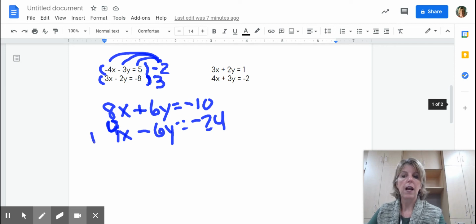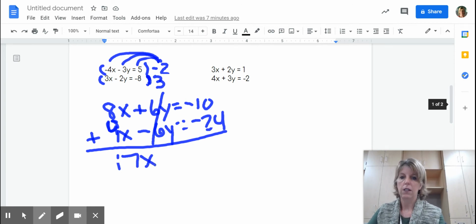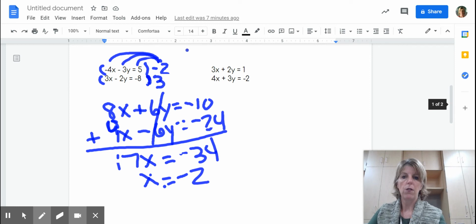So now I'm just going to go ahead and add those. And when I add those, I can see that these variables are going to cancel. I'm left with 17x equals -34. Divide both sides by 17, and I get x equals -2. So there, I found my x value.